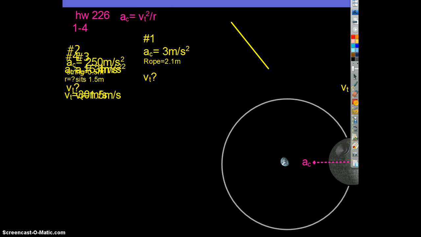So to solve this, we are going to take our 3 meters per square second, equals VT squared over r. In order to solve that, I'm going to have to multiply the r over. So I'm going to have 3 meters per square second multiplied by the 2.1 meters, that is the rope, and that's going to equal VT squared.